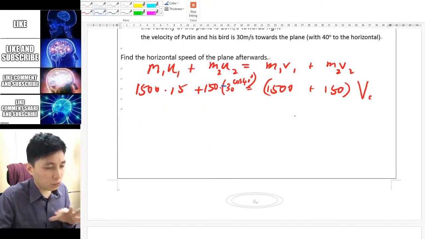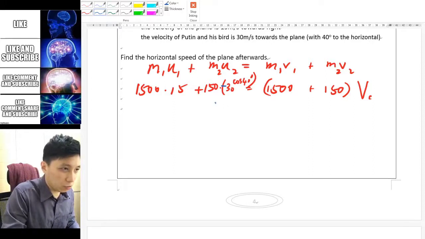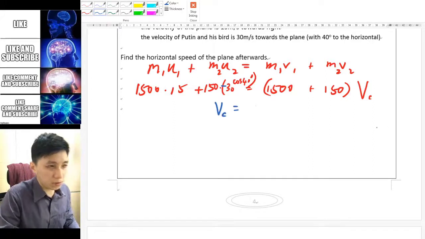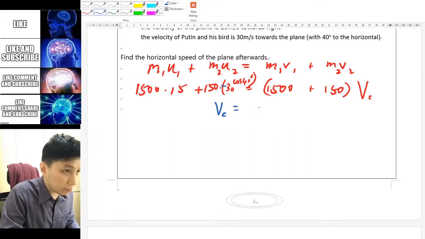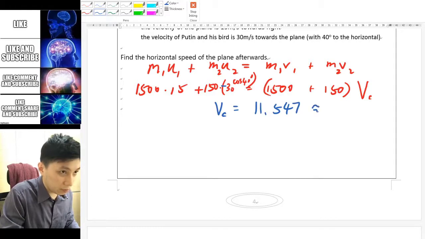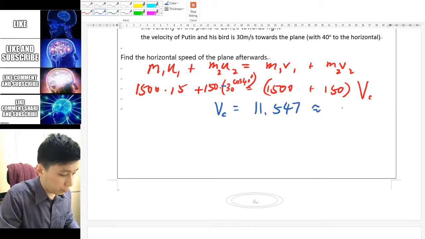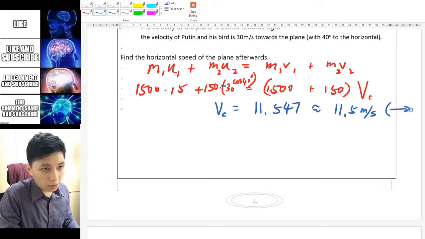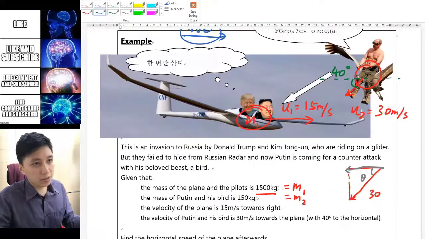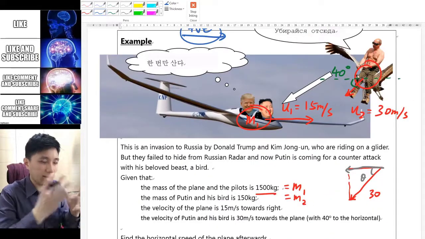Okay, and I think the rest should be good, and you should be able to find this common velocity using a calculator. So eventually VC should be positive 11.547. So I'll round it to 2 to 3 significant figures, so let's say 11.5 meters per second. So this is the direction that is going to the right, when they both collide and stick together.